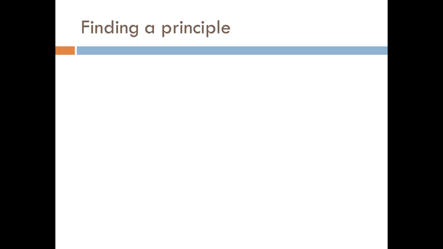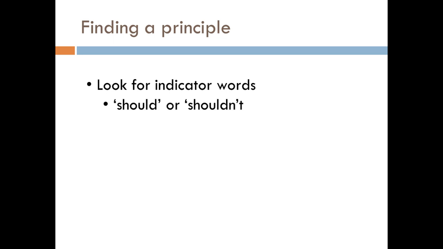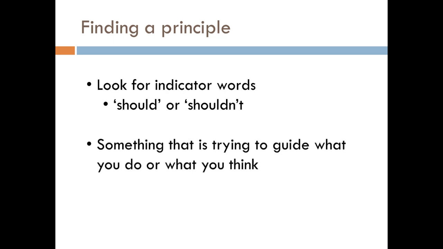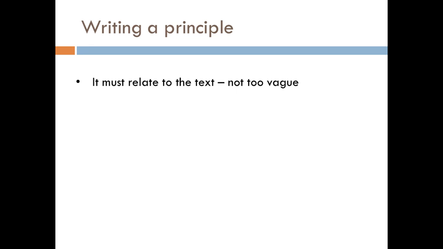So they might ask you to find the principle, state the principle in the text. So you're going to have to look through the text to see what you can find. Look for indicator words. Obviously the words should or shouldn't or should not are an indication that there might be a rule in the text. And think, is it something that's trying to make you think something or trying to make you do something? That is what a principle does.